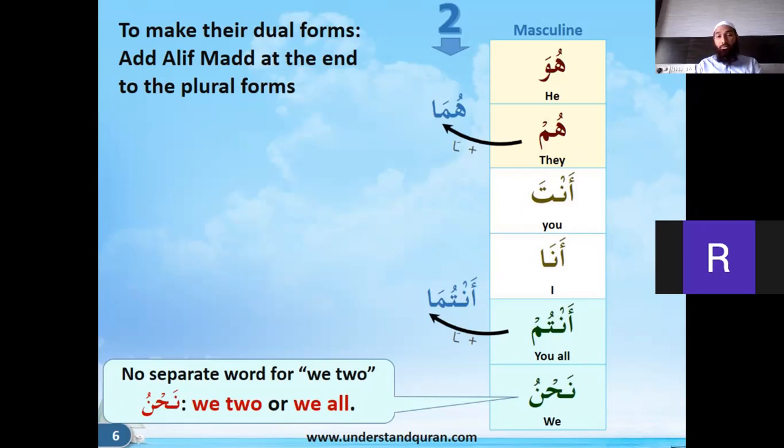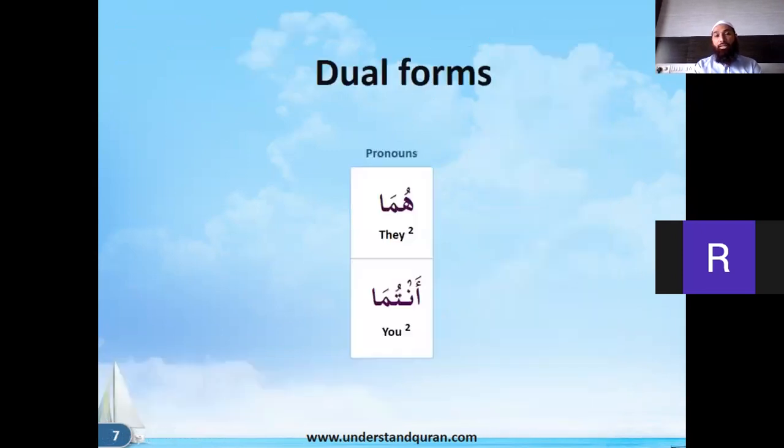So this is the basic thing that we're going to learn today. Just practice this and write this huma and antuma. Rest everything you already know: huwa, hum, anta, antum, ana, nahnu. So just add a huma here and antuma here, and ana and nahnu is going to remain same. So this is for the masculine form that we are doing. So we'll take the plural, the feminine form later on, inshallah. So dual forms are huma, that is they two, and antuma is you two. So it is simple: huwa, huma, hum, anta, antuma, antum.